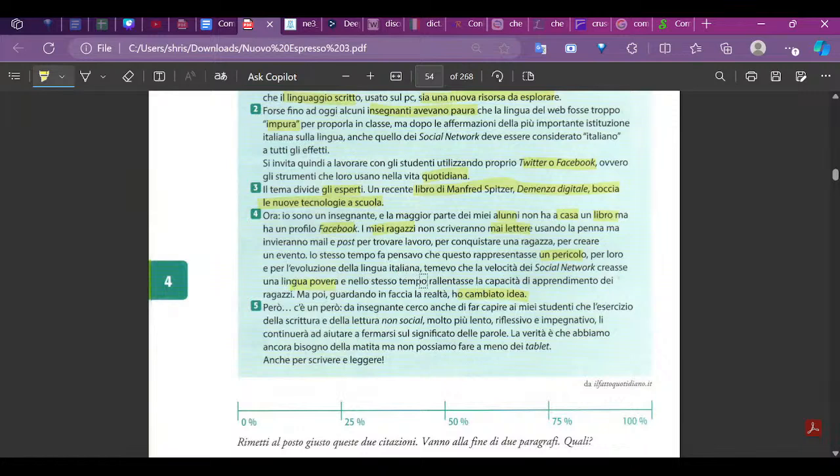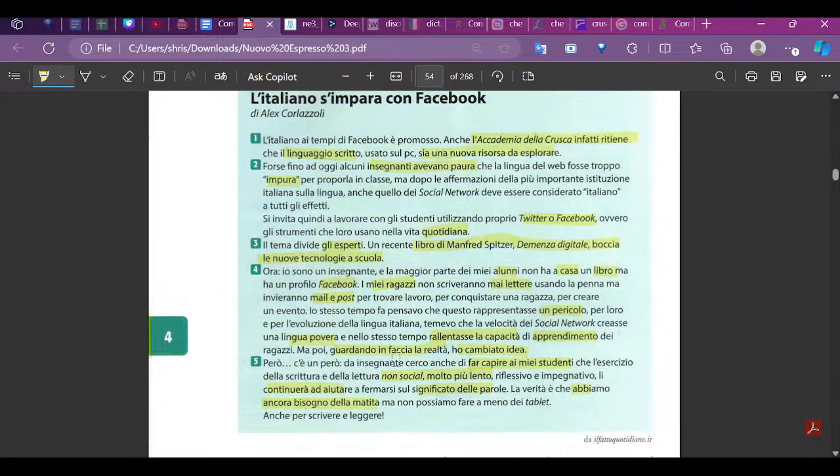Povera. Rallenta la capacità. Apprende. Guardando in mail e post. Ok, però dai, se non c'è qualcosa di fare per gli studenti, che succede tutto a capire ai studenti, non so ci. That's that. Why should I like it?